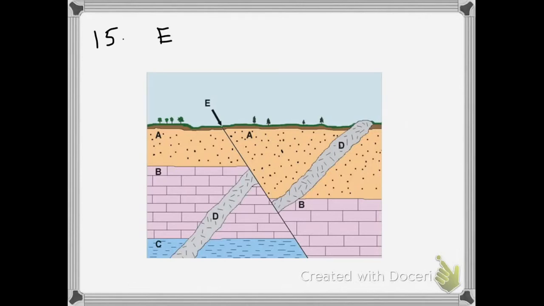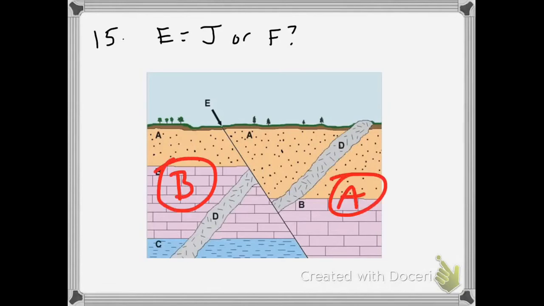So question number 15, we're nearing the end. I've got 5 more questions to go. In this diagram, there's something labeled E. Is E a joint or a fault? E is a fault because there is evidence of displacement.